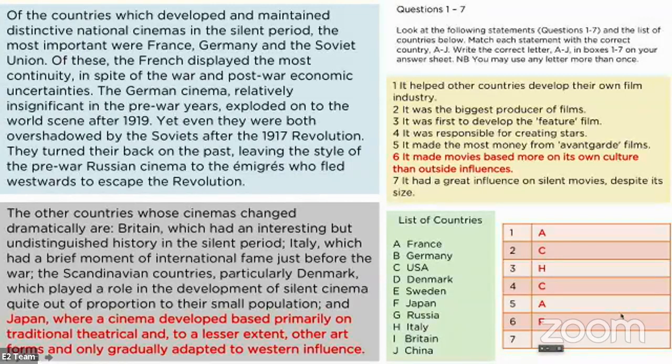Beautiful. Now we're up to number 7. It had a great influence on silent movies despite its size. Now, there's lots of names of countries mentioned about silent movies, but which one was mentioned with regards to the size of the country? Well, it says Denmark, which played a role in the development of silent cinema quite out of proportion to their small population. In other words, it had a great influence on silent movies despite its size. Where's Denmark? That is D. So we go at 7D.